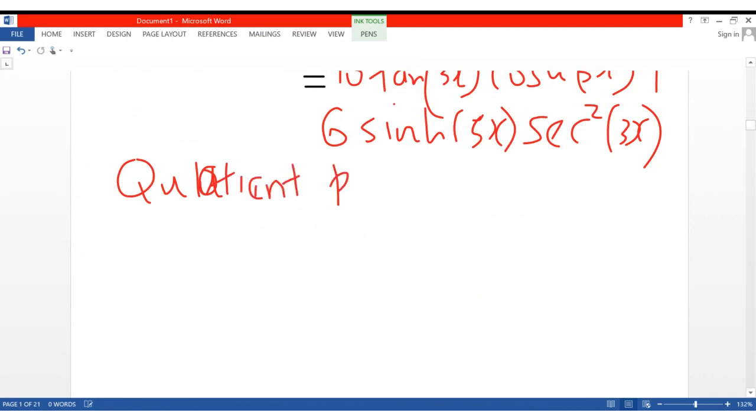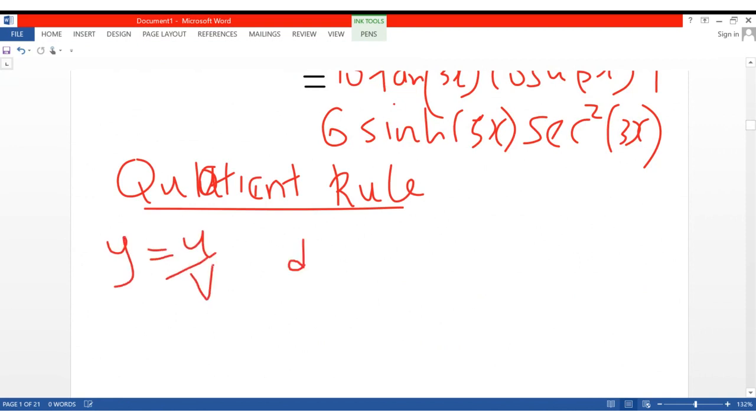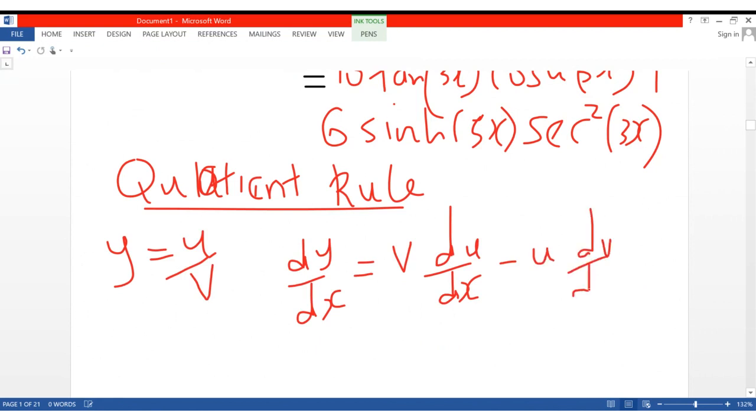Quotient rule now deals with when you have a division, u over v. The formula states that dy/dx will be given by v du/dx minus u dv/dx, all over v squared. So the formula is here. Again, you have to remember another formula. The quotient and the product rule are only about remembering the formula, and again, you being good at the chain rule. Only that.